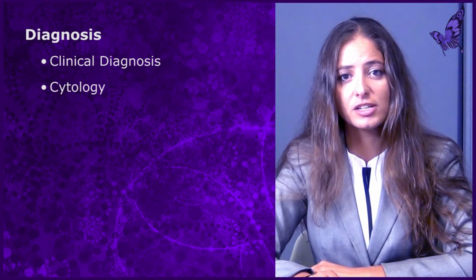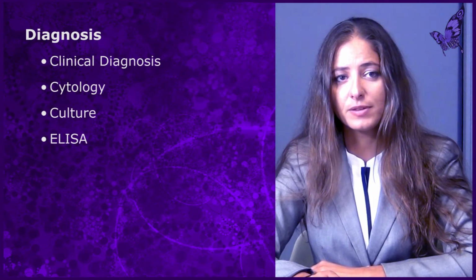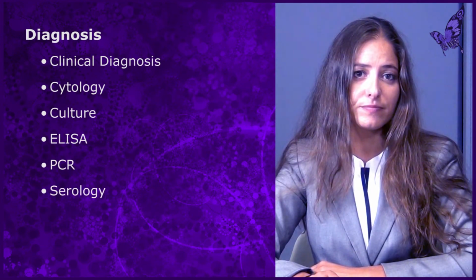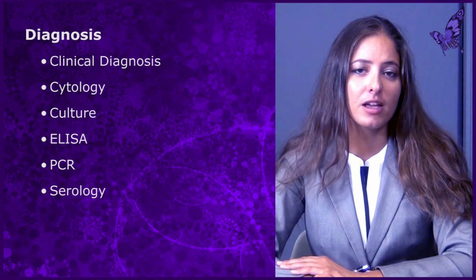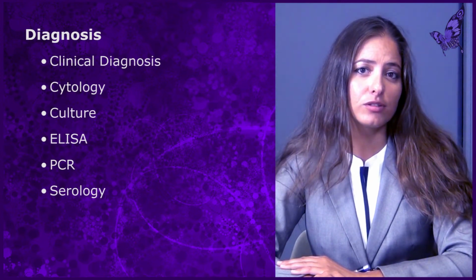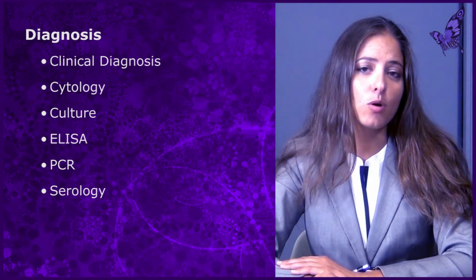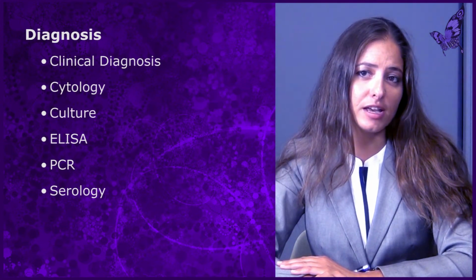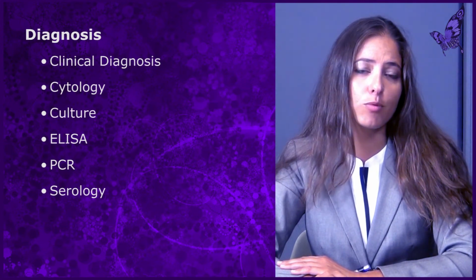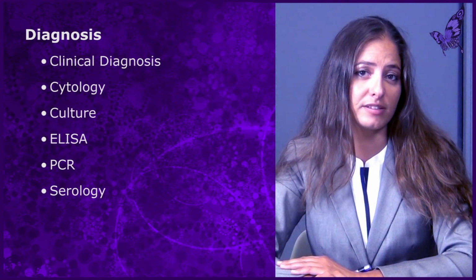The simplified WHO trachoma staging system has a sensitivity of 53 to 75% and a specificity of 60 to 85%. Laboratory diagnostic methods for trachoma consist of cytology, culture, ELISA, PCR, and serology. Let's begin with cytology. Conjunctival swabs for evidence of inclusion bodies by Giemsa stain or direct fluorescent antibody, or DFA, are inexpensive tests with poor sensitivity of roughly 30%.